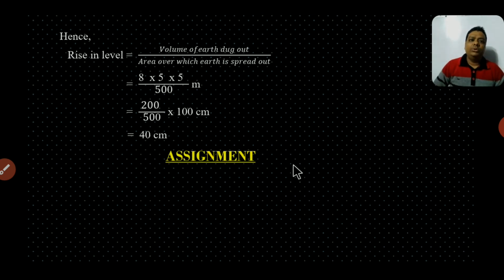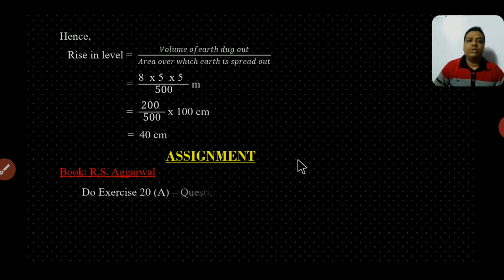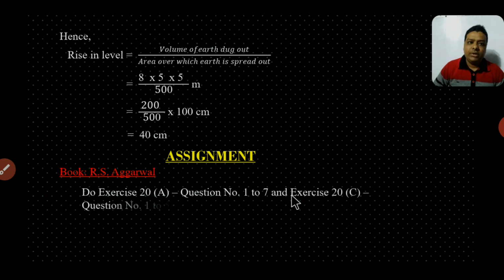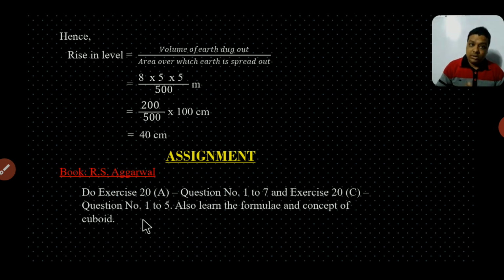Okay. So now you have to do some assignment work at your home, dear. So in R.S. Aggarwal book, you have to solve exercise 20A, question number 1 to 7, and exercise 20C, question number 1 to 5. And learn the formula and concept of cuboid also, which I have explained in this video, dear. Okay. So thank you.